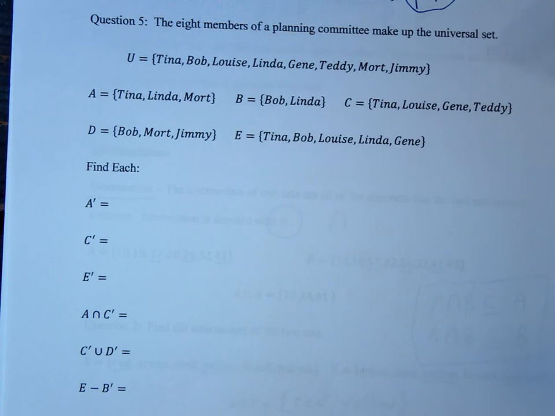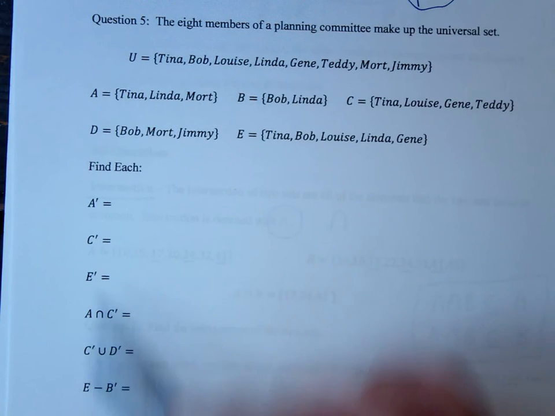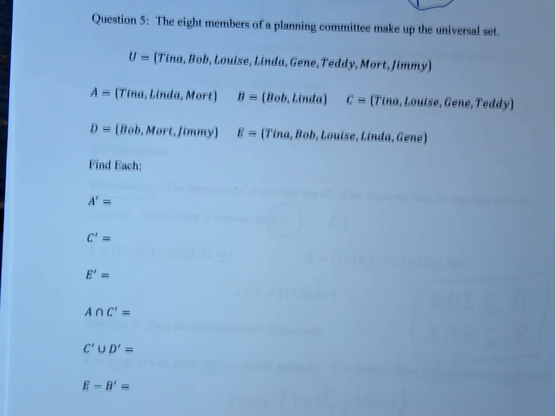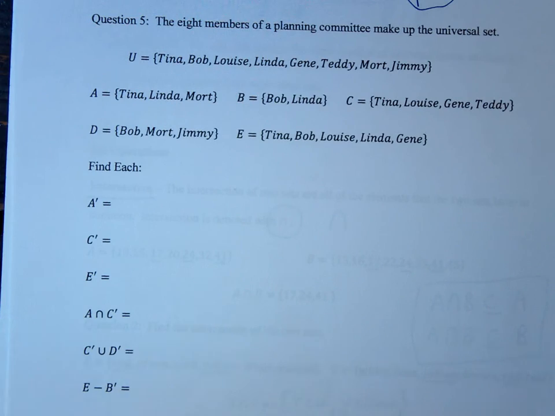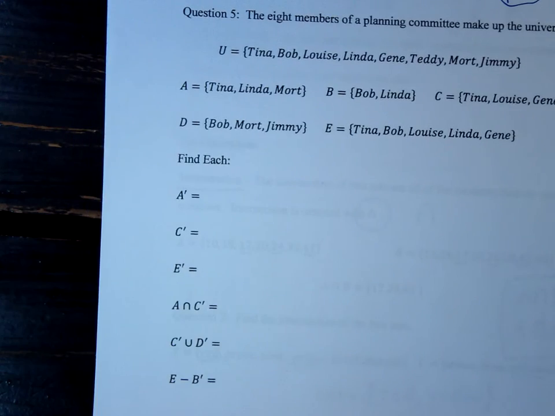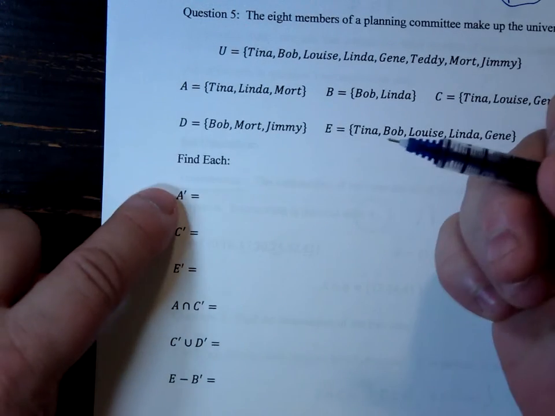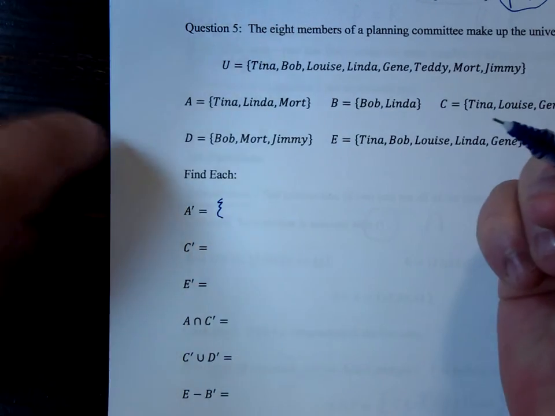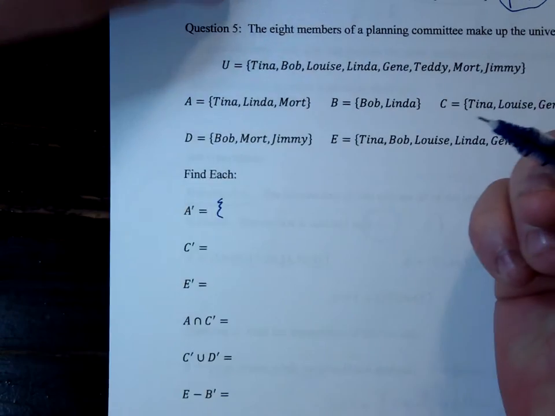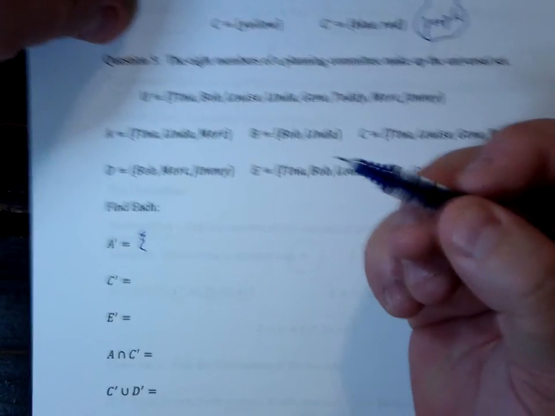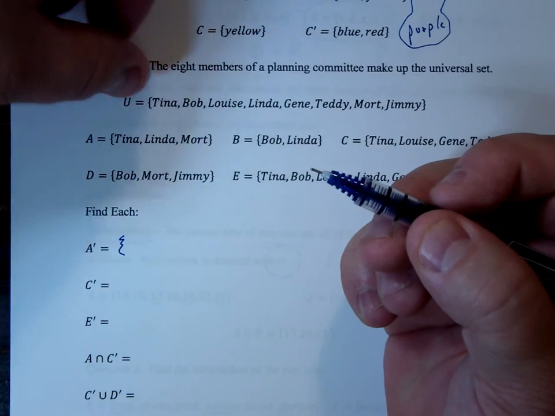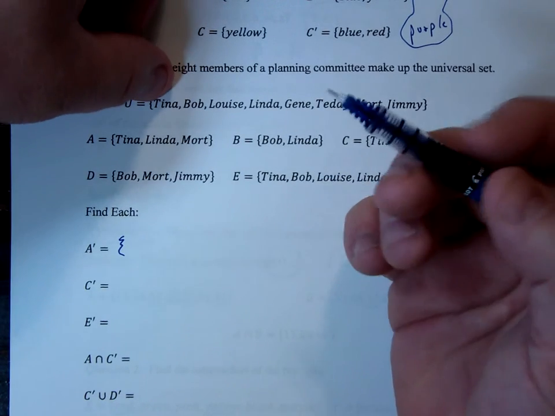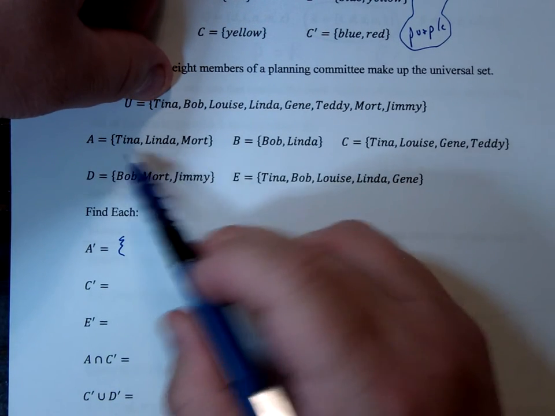And then based on that, try all of those. All right. Hopefully you paused and tried these. What is A complement, or what is A prime? Well, as we look at the universal set, it's all the ones that aren't in A.